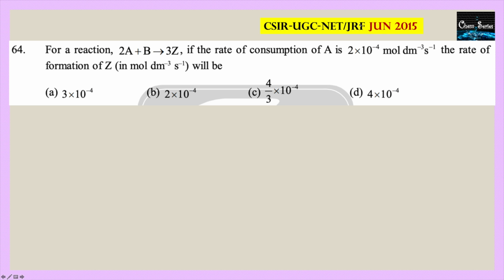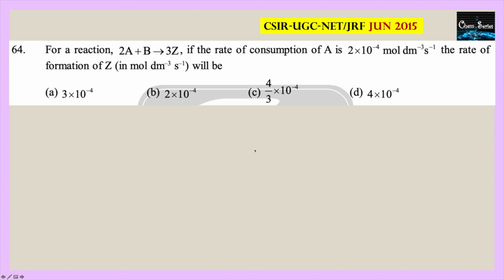Coming to the next CSIR June 2015 question. For a reaction 2A plus B giving 3Z, if the rate of consumption of A is 2 into 10 power minus 4 mole dm power minus 3 second power minus 1, the rate of formation of Z will be? They have given the rate of consumption and they are asking the rate of formation. The rate of consumption is nothing but the rate of disappearance.